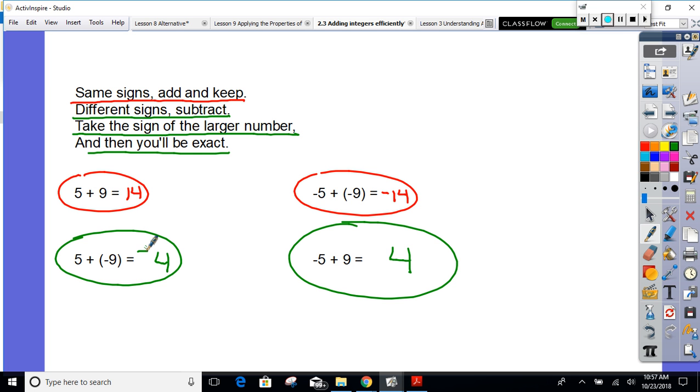Same signs add and keep. Different signs subtract. Take the sign of the larger number and then you'll be exact.